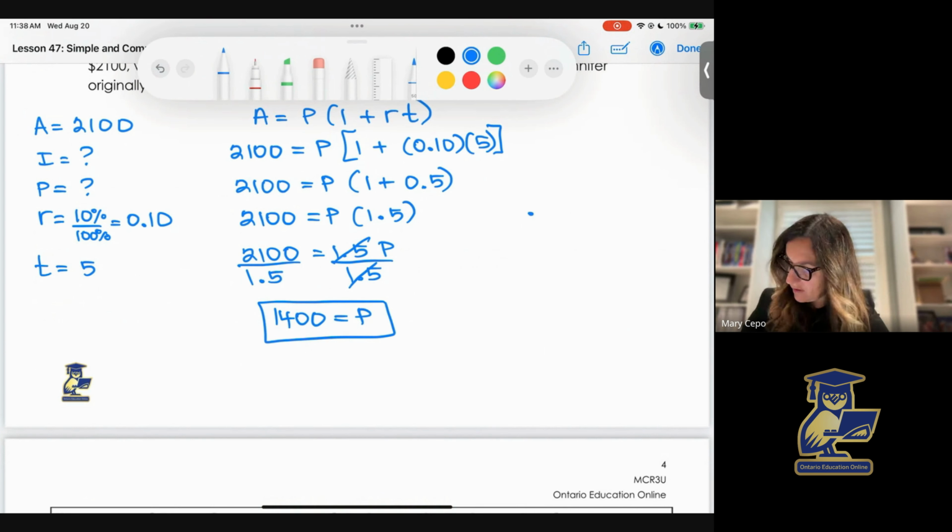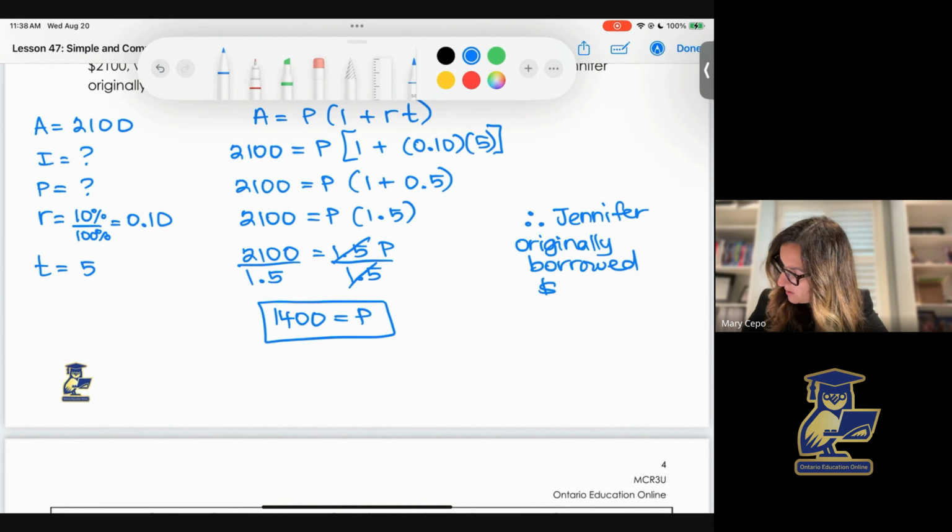So therefore, Jennifer originally borrowed $1,400 from Jasmine.